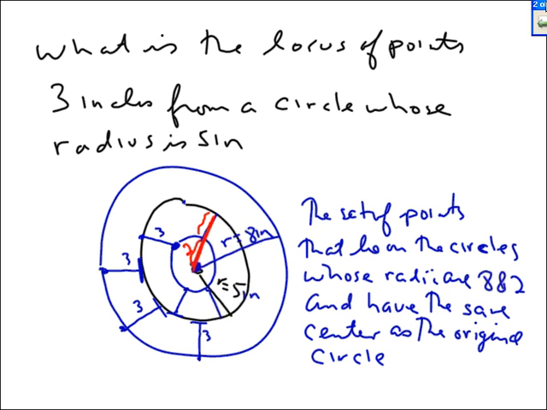Remember, we were given that original circle whose radius was 5 inches. So, once you find one set of points like that outer circle, don't think you're necessarily done. There might be yet some more points.